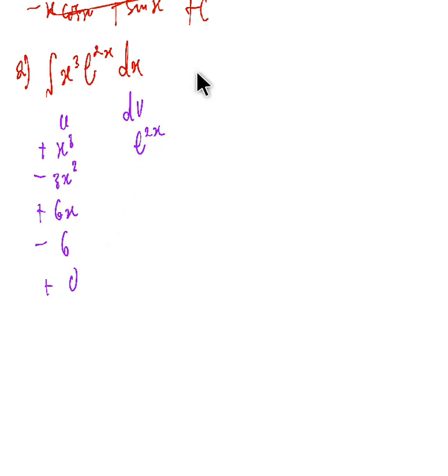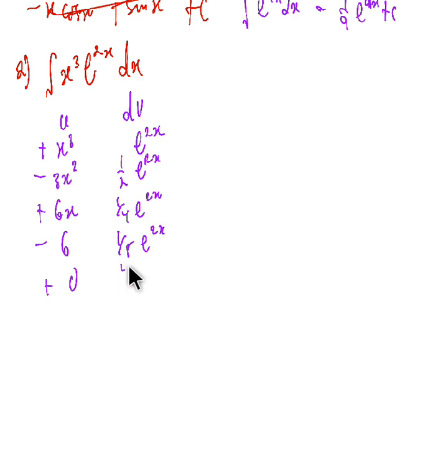If we integrate e raised to the power of 2x, remember, the integral of e raised to the power of ax dx gives 1 over a, e raised to the power of ax, plus c. So integrating e raised to the power of 2x gives 1 over 2 e raised to the power of 2x. Integrate again, 1 over 4 e raised to the power of 2x. Again, 1 over 8 e raised to the power of 2x. And again, 1 over 16 e raised to the power of 2x.